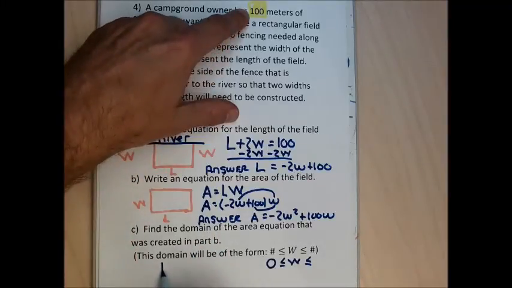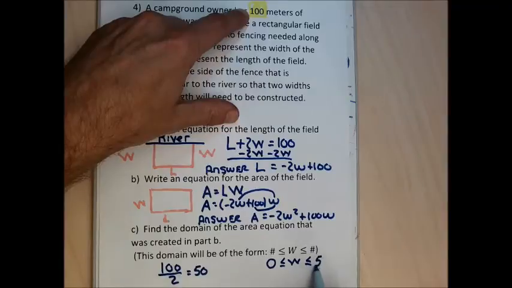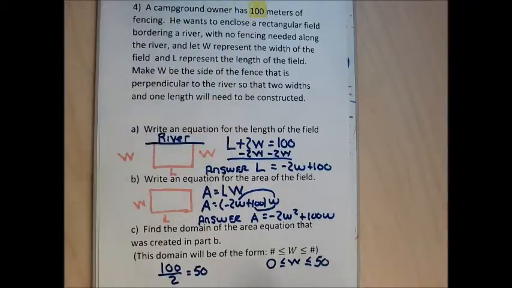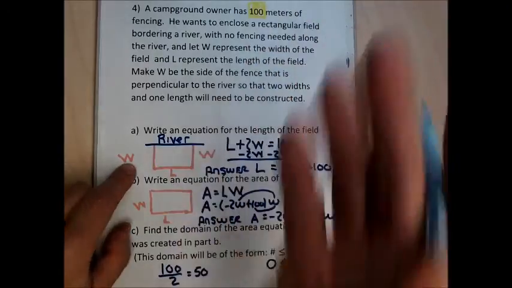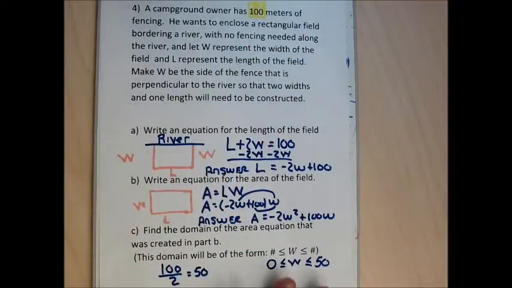The campground owner has 100 meters of fencing. He's going to build 2 widths. If I take that 100 and divide it by 2, that tells me that the width can't be more than 50, because if you tried to build widths of 60 each, that would require 120 meters of fencing when he only has 100. So this is going to be the domain for this function.